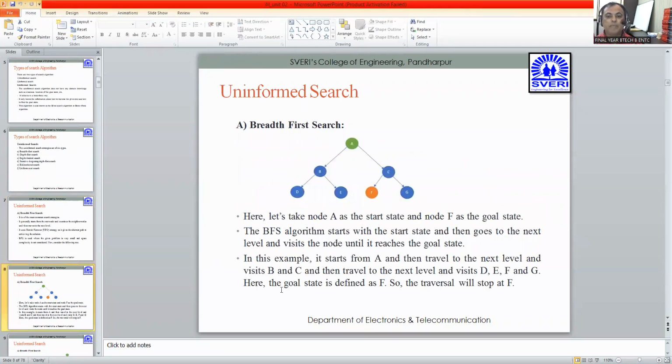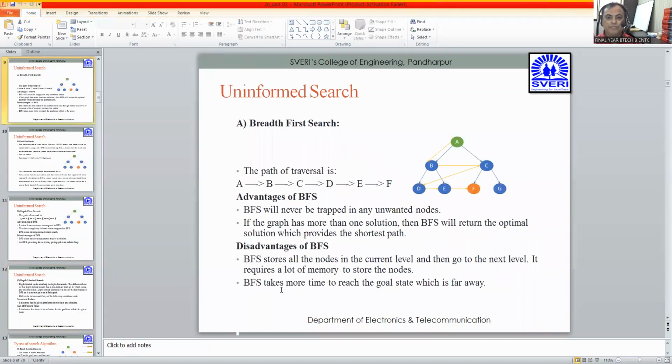So this is an example of the breadth first search. Let us take that A is the initial node and F is the destination node. So A will travel to the next level, that is B and C. And then it will travel to the next level, that is D, E, F, and G. The goal state is defined as F. So it will stop at F.